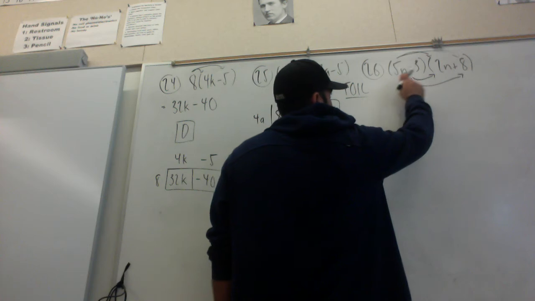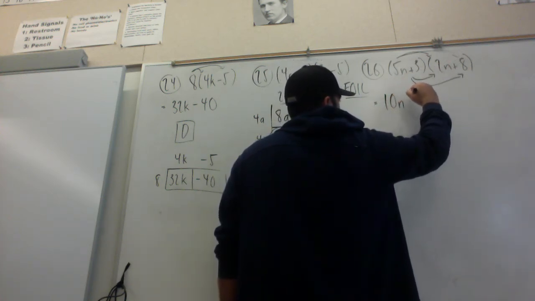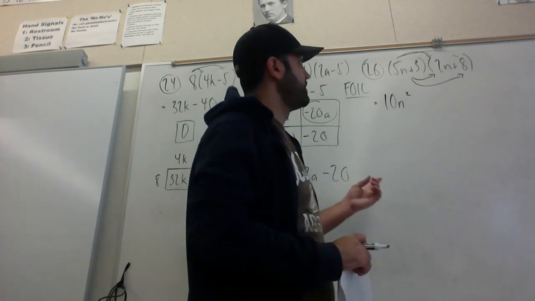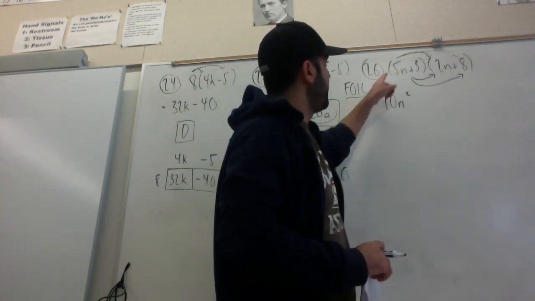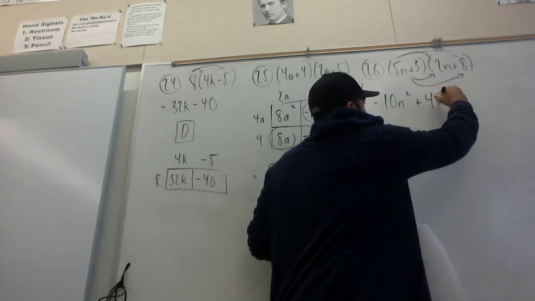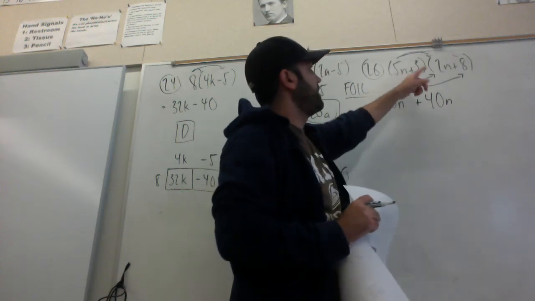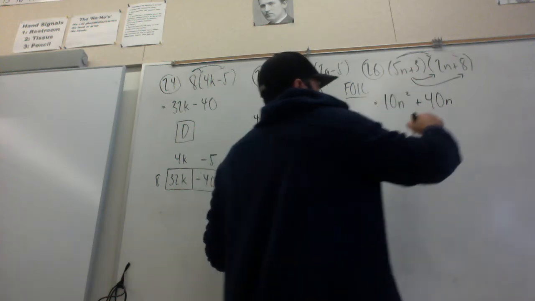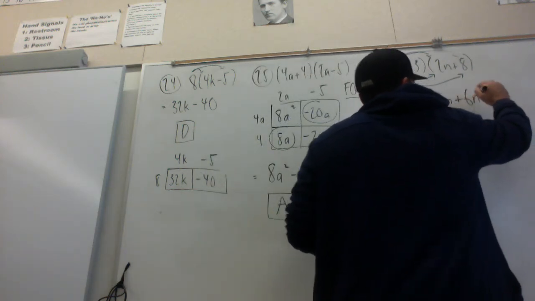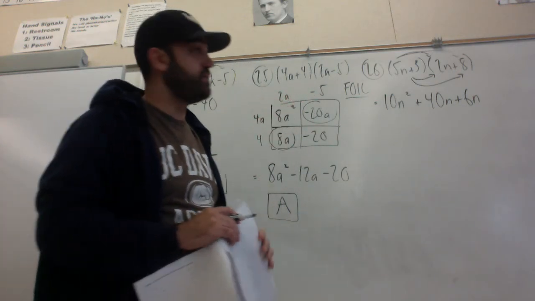So 5n times 2n would be 10n squared, right? Because 5 times 2 is 10, n times n is n squared. Outer would be 5n times 8, that's 40n. 5 times 8 is 40n. Inner, 3 times 2n, 3 times 2 is 6, 6n. And then 3 times 8, the last 2 terms, 24.